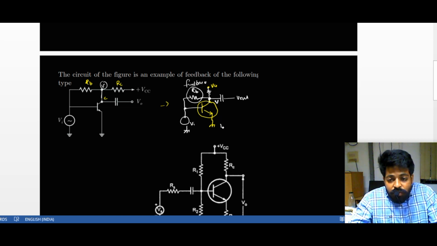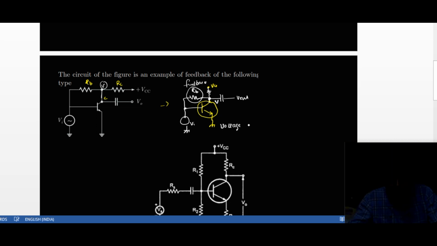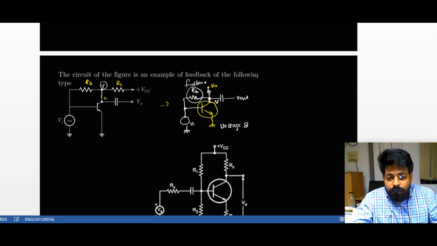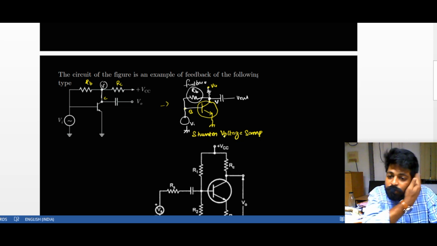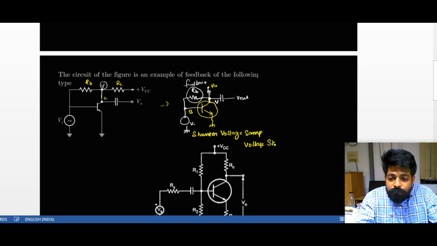I call it voltage sampling. And it is mixed at a base branch. It is called a shunt mixing. So both together we call it a voltage shunt feedback amplifier.